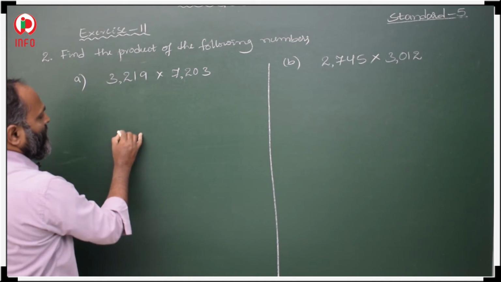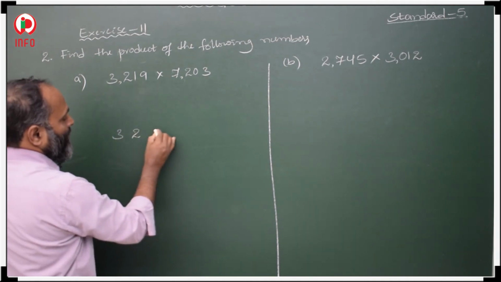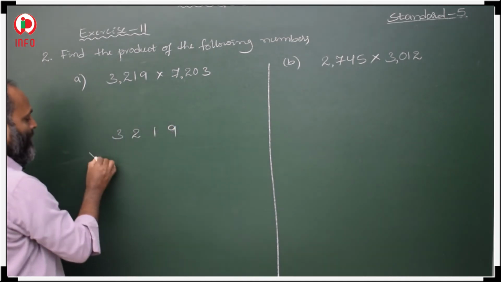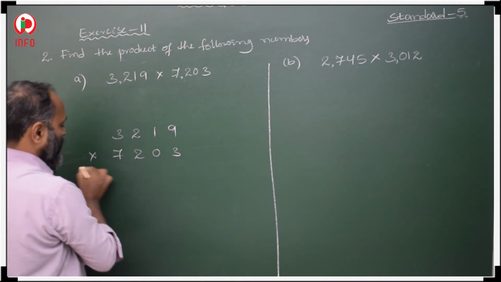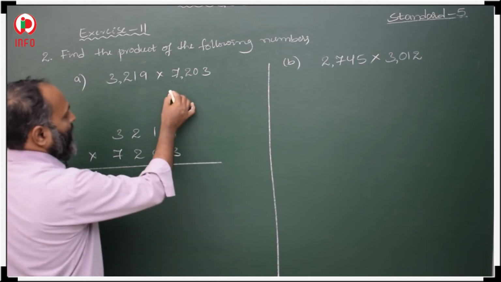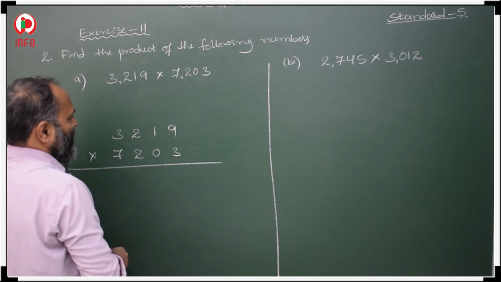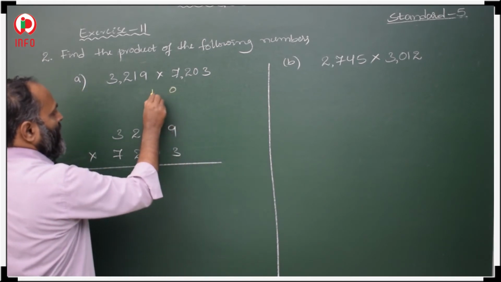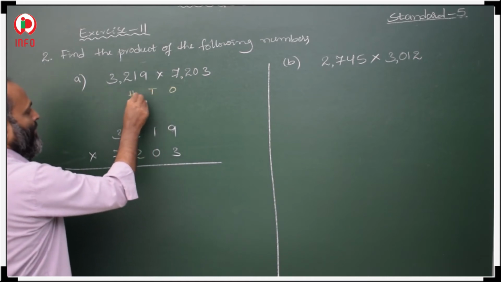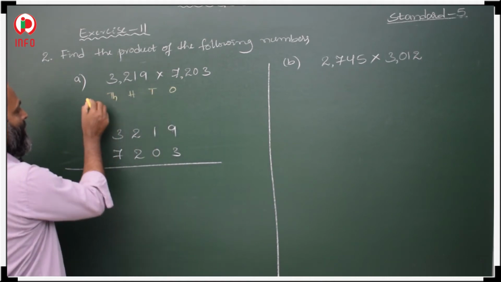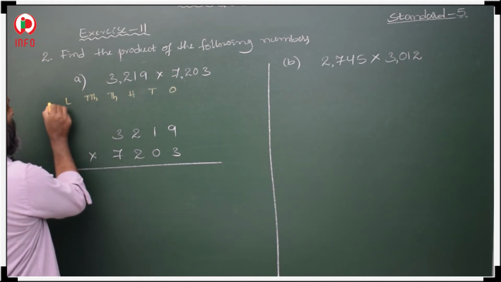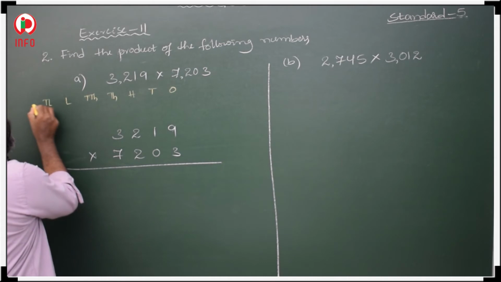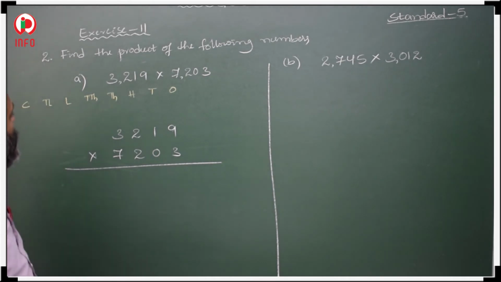Then take 3219 with 7203. Now you multiply with this. Here we have ones place, tens place, hundreds place, thousands place, then after that 10,000 will come, then lakh, 10 lakh, then after that crore will come. Okay. Now you start multiplication with 3.